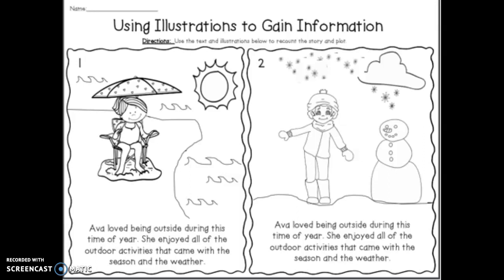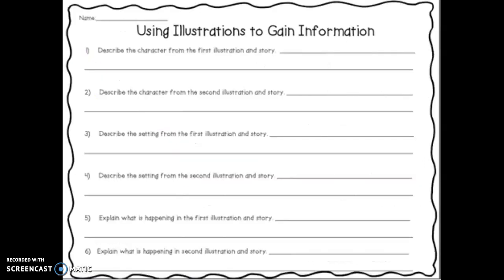Hi, boys and girls. For this activity, you are going to use the illustrations to gain more information about the story. So let's take a look at story number 1 right here on this side. Make sure that as I'm reading the story with you, you are following along. Then you are going to take a good look at the illustration that goes with the story. After we read the story, you will come to the second page where you will answer some questions about the story. I will read the questions after we are done reading the story.